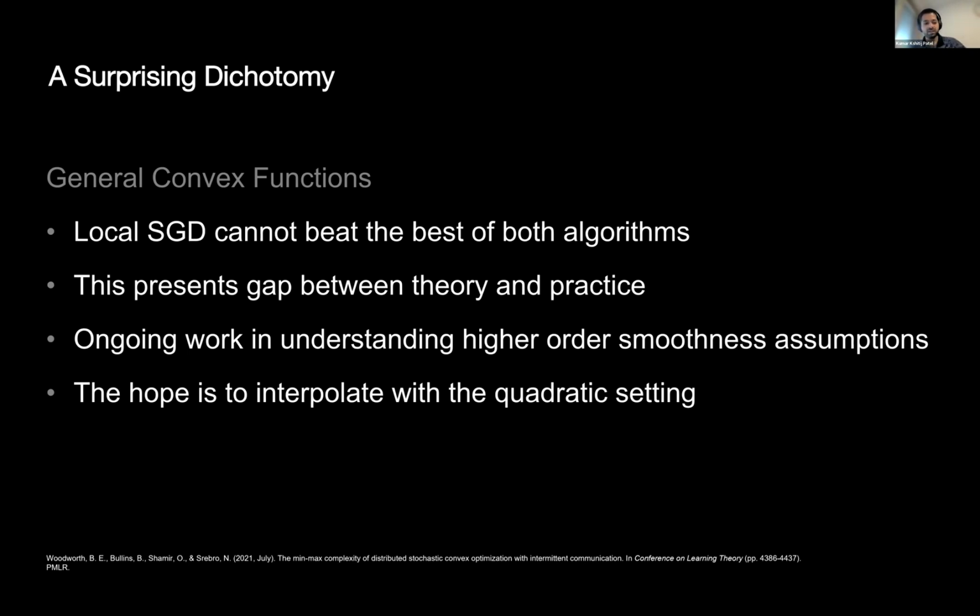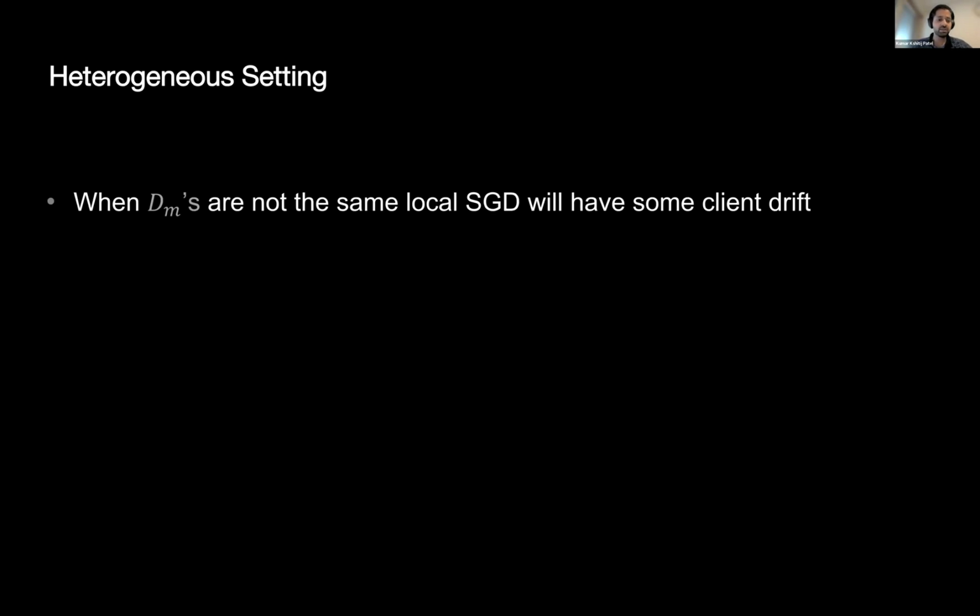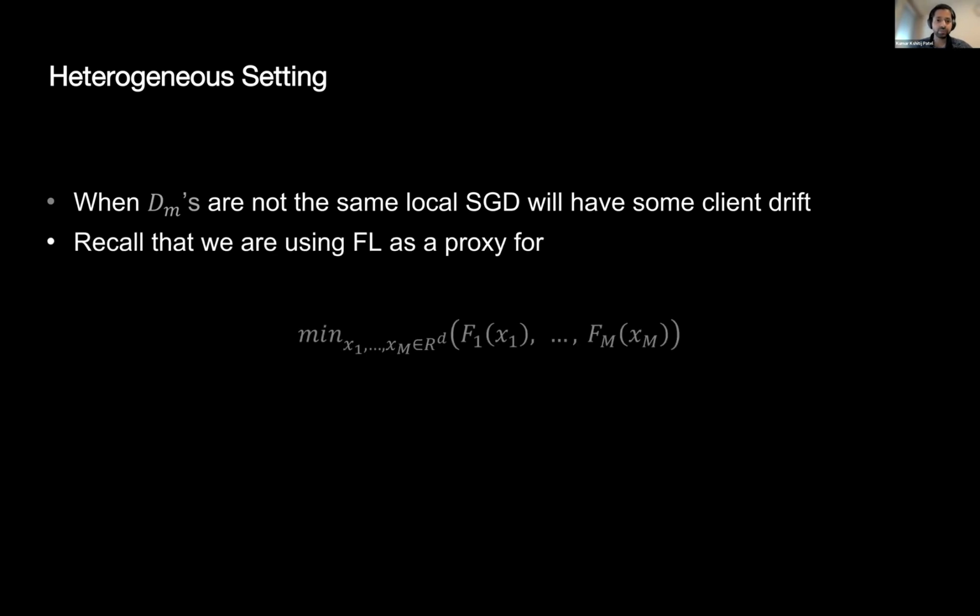But the homogeneous setting is perhaps too simplistic. I started by saying that it is true that we care about using local SGD or federated learning in settings where heterogeneity is low, but not zero, right? You'd usually not expect examples where the distributions are the same. They might be similar, but they might not be the same. So the more interesting setting is when the distributions are not the same, or the heterogeneous setting. And in this setting, we would expect local SGD to have some client drift, as I mentioned. So we would need to bound the consensus error quantity, which I showed a few slides back.